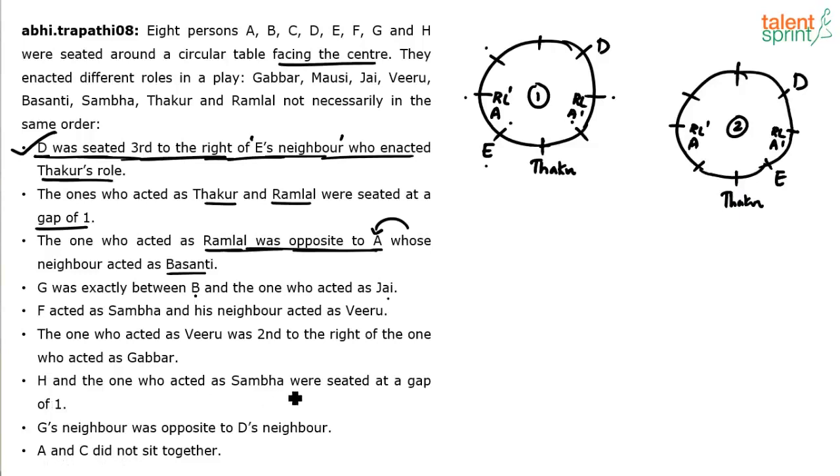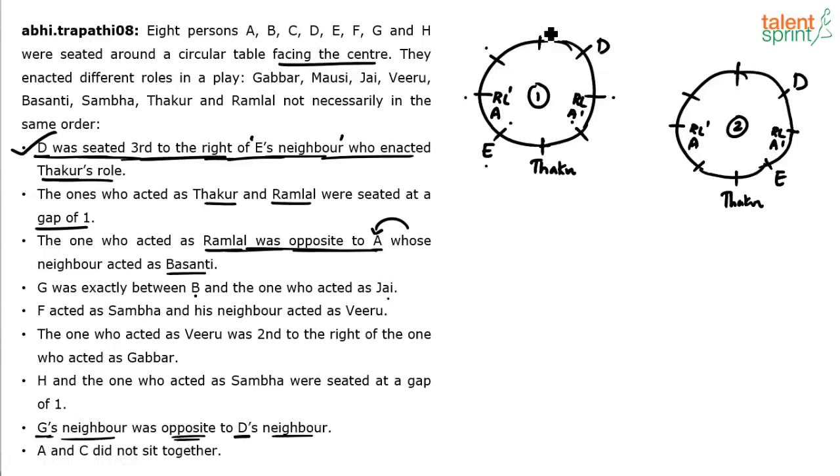H and the one who acted as Samba were at a gap of 1. This time he talks about H and Samba. The gap was 1. Now neither H is marked nor Samba is marked. So again this point also is not useful. G's neighbor was opposite to D's neighbor. Understand, this also is not a very useful information. While D is already placed in the arrangement in this position, this information will give us multiple positions for G, because it is not for G and D, it is for G's neighbor and D's neighbor.